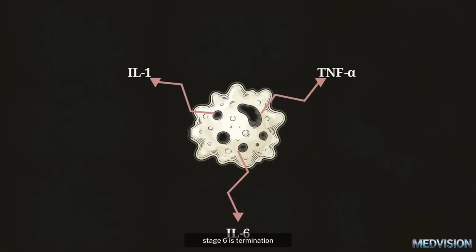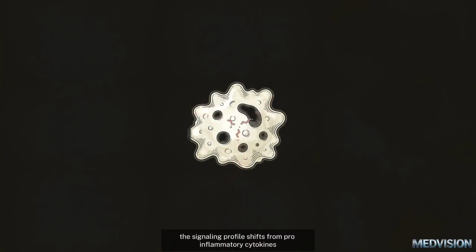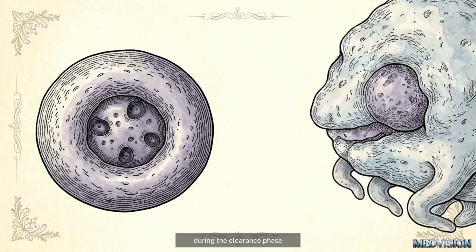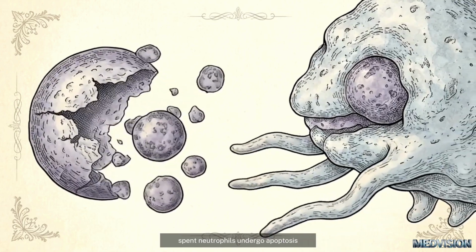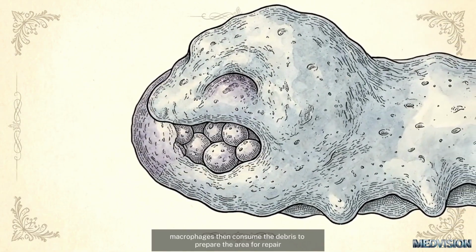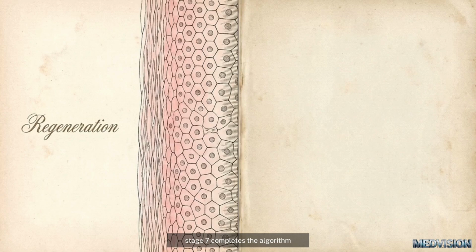Stage 6 is termination. The signaling profile shifts from pro-inflammatory cytokines to anti-inflammatory mediators like interleukin-10 and resolvins. During the clearance phase, spent neutrophils undergo apoptosis. Macrophages then consume the debris to prepare the area for repair. Stage 7 completes the algorithm.